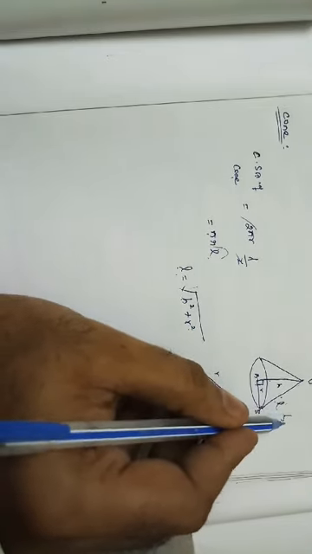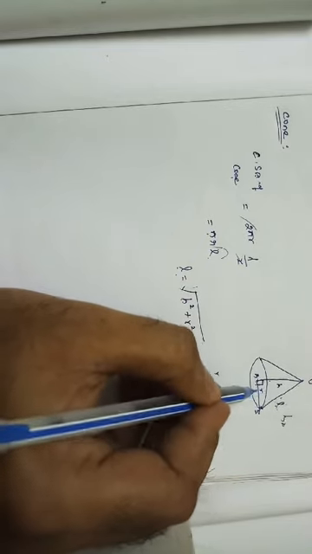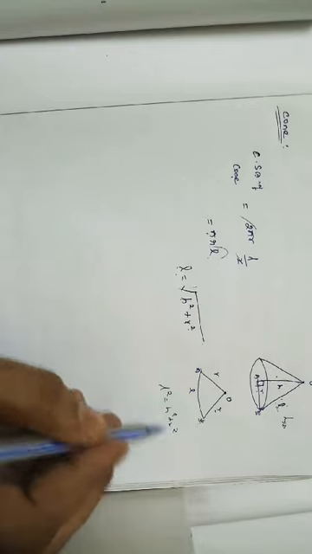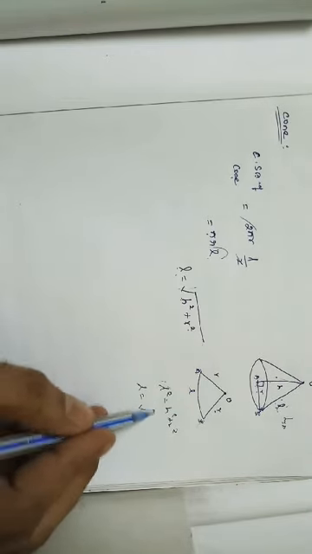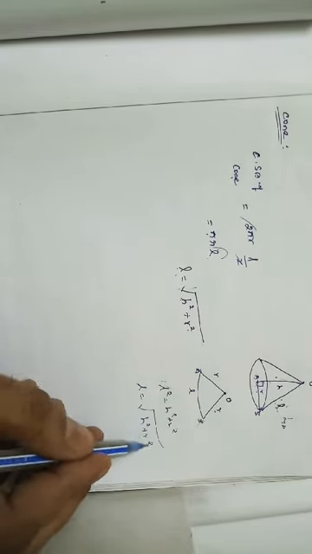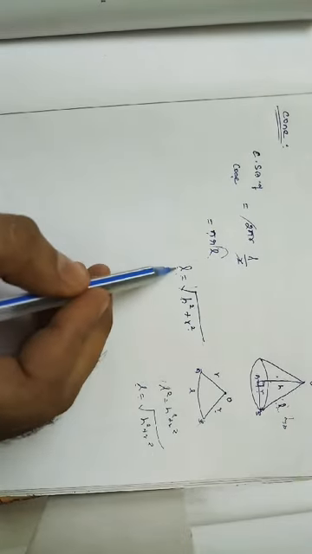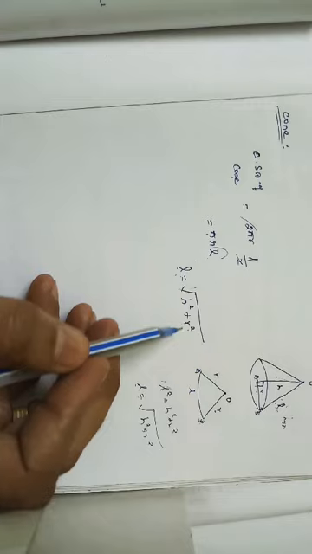OB is the hypotenuse side in the image. Hypotenuse square is equal to adjacent square plus opposite square. That is L square is equal to h square plus r square. But we need L alone, so just taking the square root, L is equal to the square root of h square plus r square. Like this we get the L value.